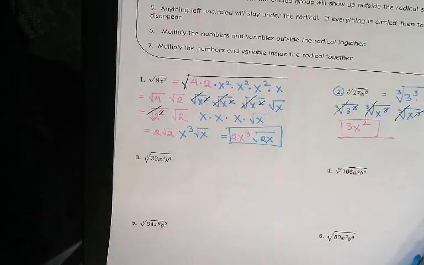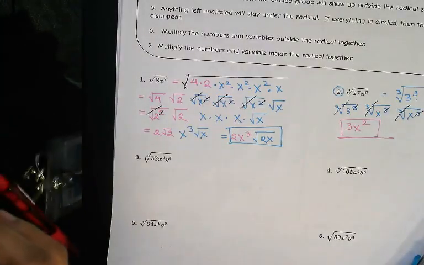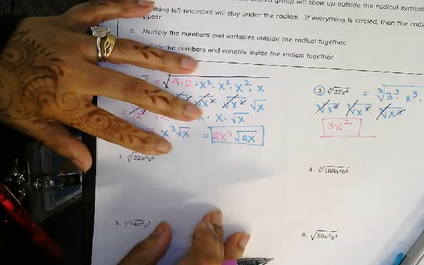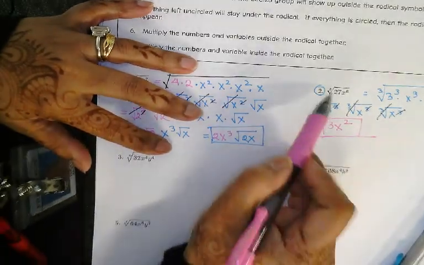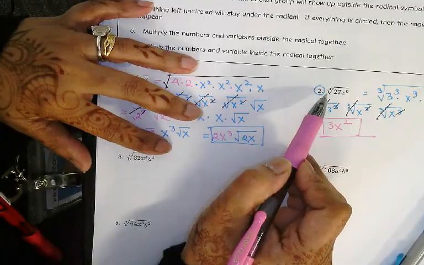Sure? Wait, Miss. Sure. Can you just do 3 9 and 3? Yeah. You can do 9 and 3, but how can you match with the cube root? Oh. It's a cube.